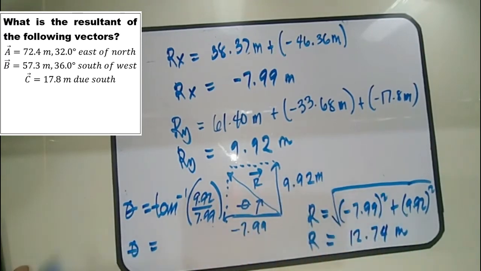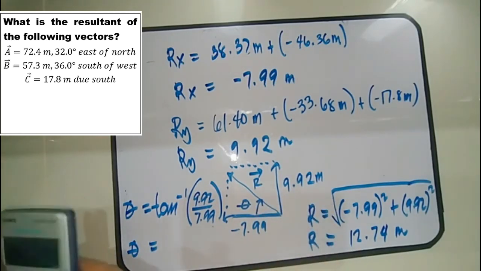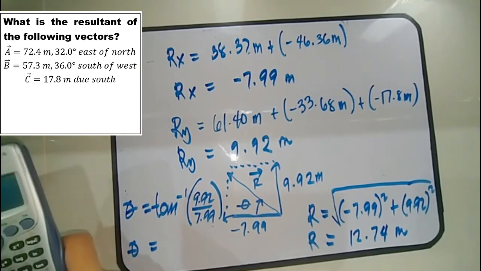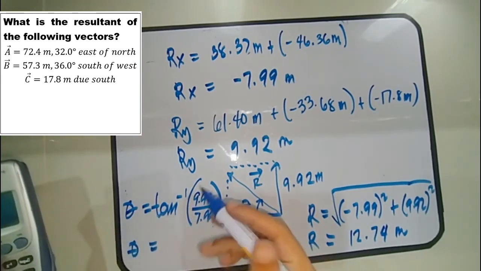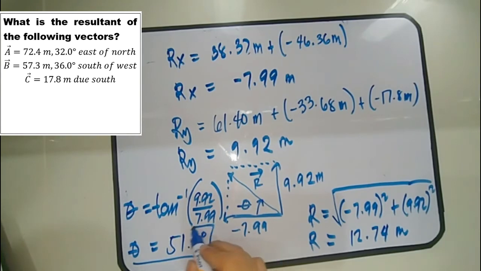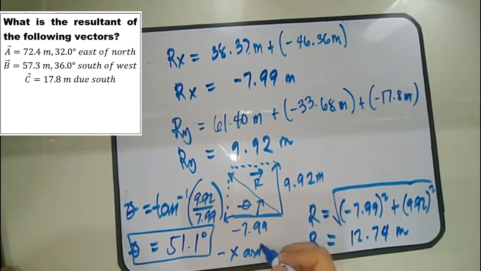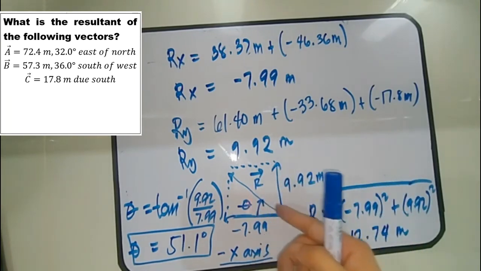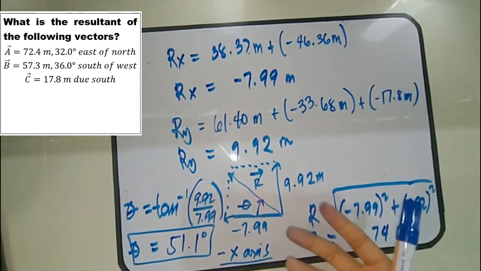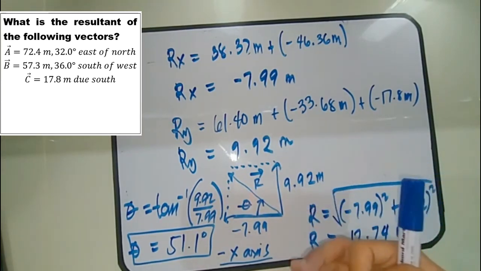So theta is, so wag natin guys ilagay kung negative or positive, basta ilagay natin kung saan natin siya mineasure. So arctan 9.92 over 7.99, that is 51 degrees. So meaning 51.1 degrees from your negative x axis. So yun measure natin. So pwedeng maraming angle guys. You can measure your angle from this positive x axis or anywhere as long as you denote kung saan mo siya mineasure. So that's the process on solving the resultant vector.